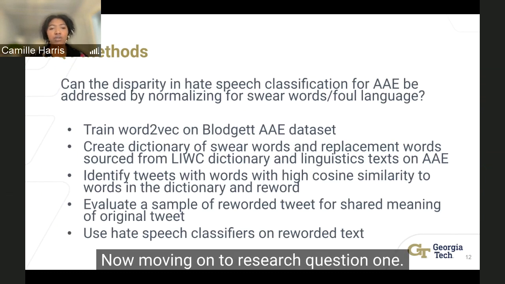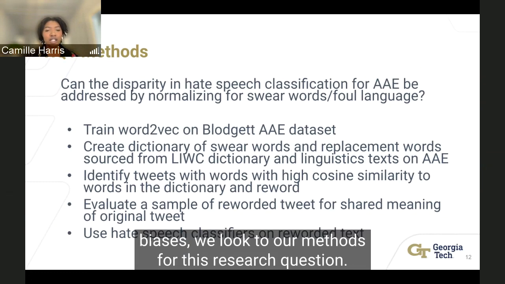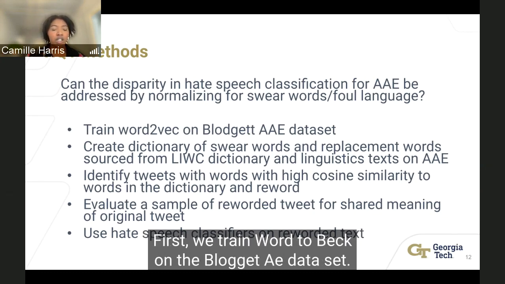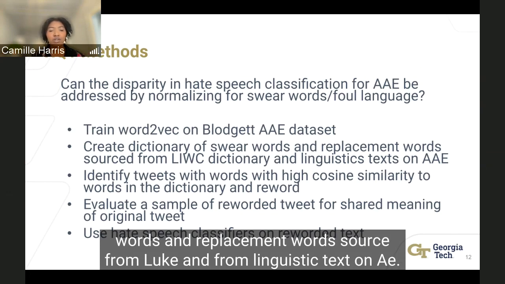Now, moving on to research question 1, since we have an understanding of these biases, we look to our methods for this research question. First, we train Word2Vec on the Blodgett AAE dataset. Then we create a dictionary of swear words and replacement words sourced from Luke and from linguistic text on AAE.